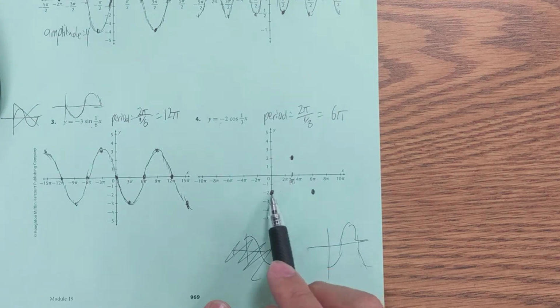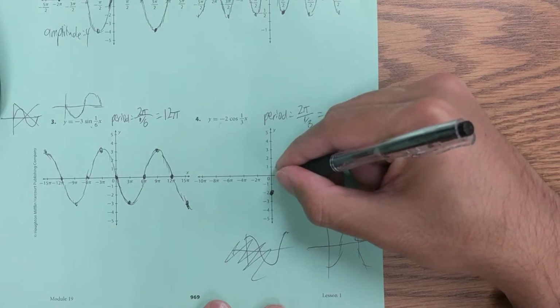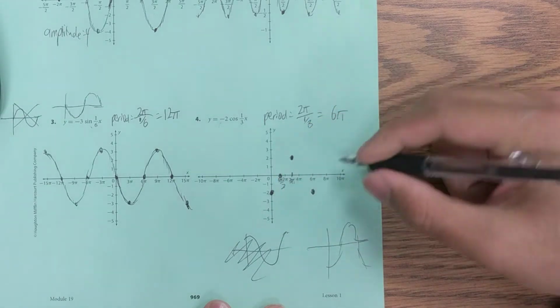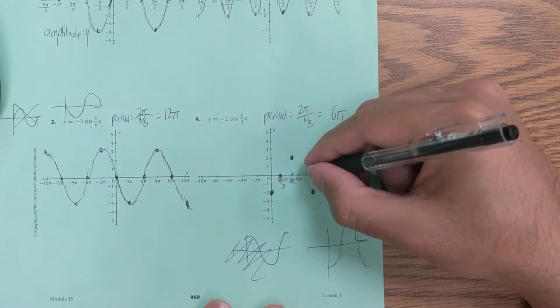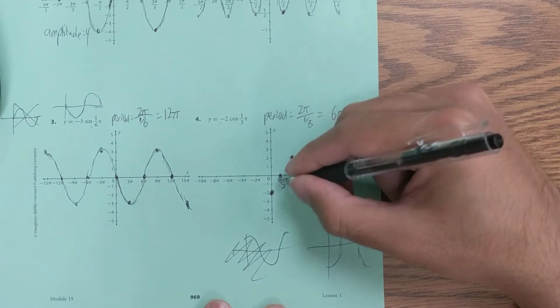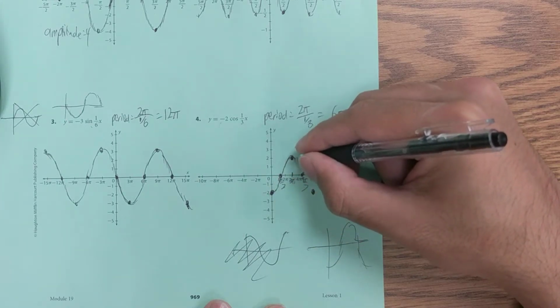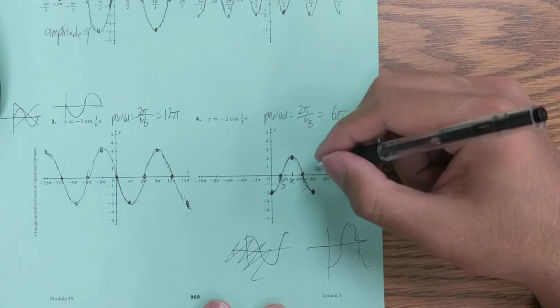So halfway between 0 and 3 pi would be 3 pi over 2. And then halfway between 3 pi and 6 pi would be 4.5 pi, or 9 pi over 2. Okay, and then repeat this pattern.